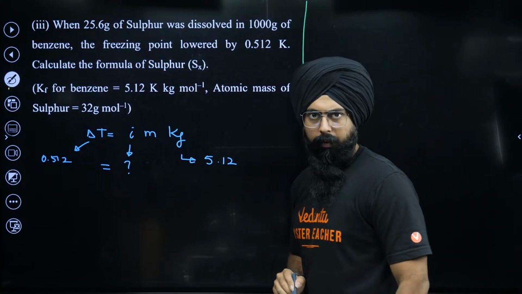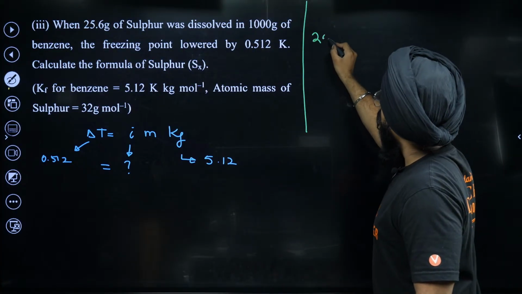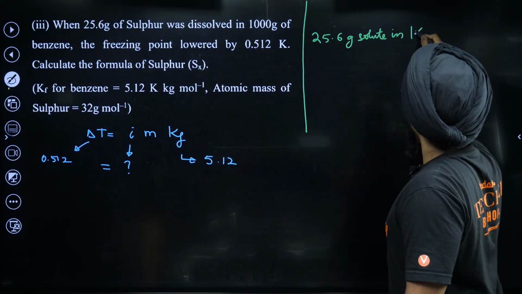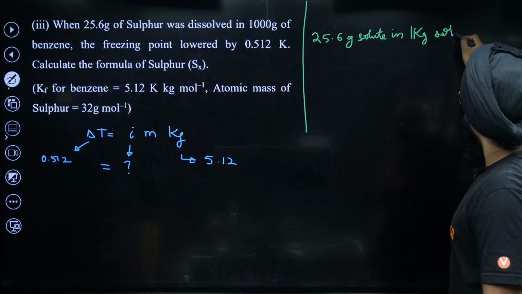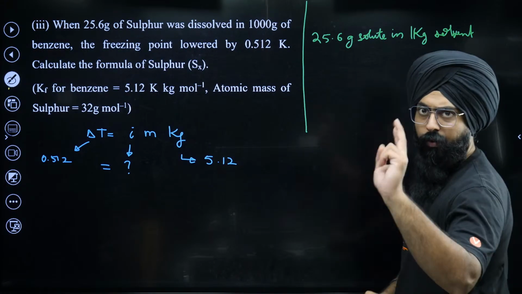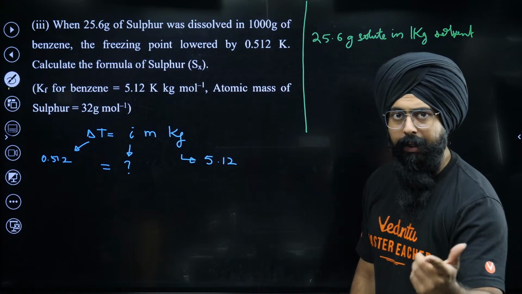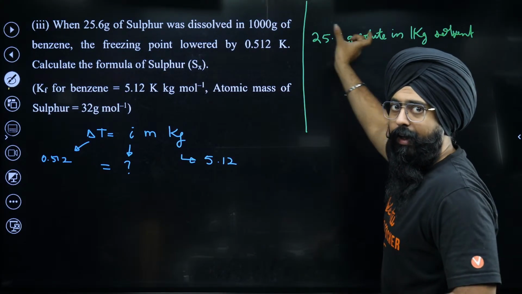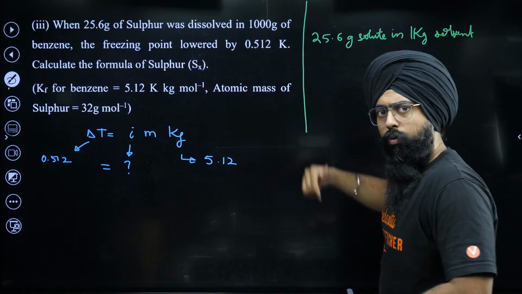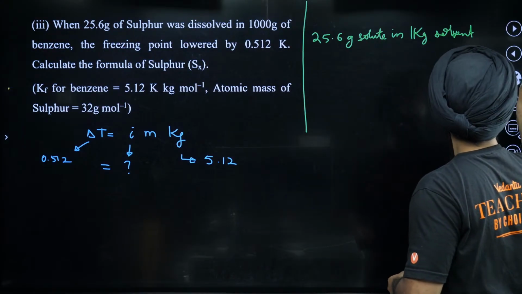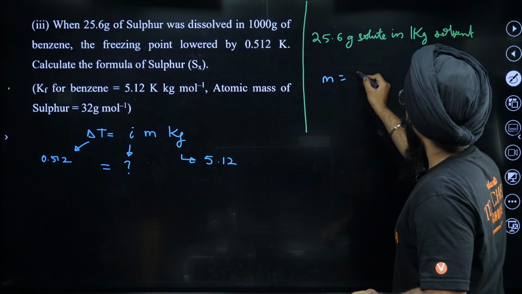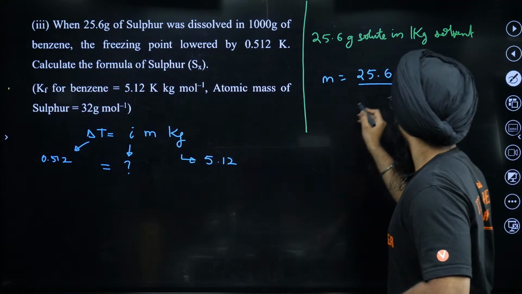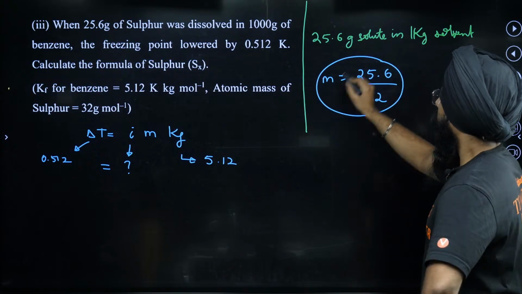So first of all, people, we have 25.6 grams of solute in 1 kilogram of solvent. As I explained a couple of questions back, what is molality? Molality is moles of solute in kilograms of solvent. We already have 1 kilogram on the right hand side, so all we need to do is convert this into moles. So molality will be equal to 25.6 divided by 32. This is the molality.